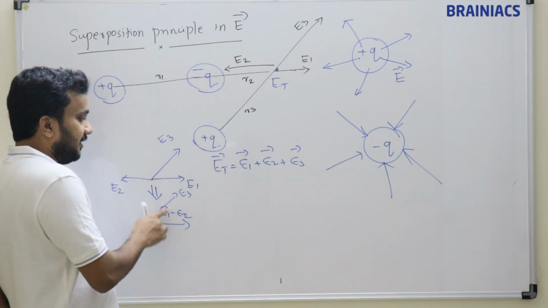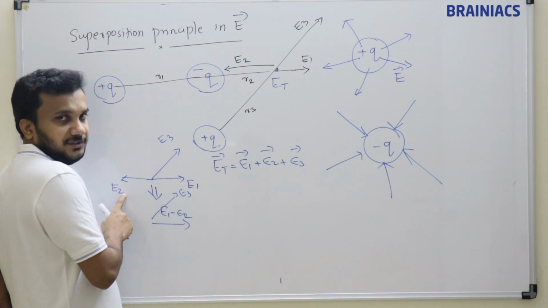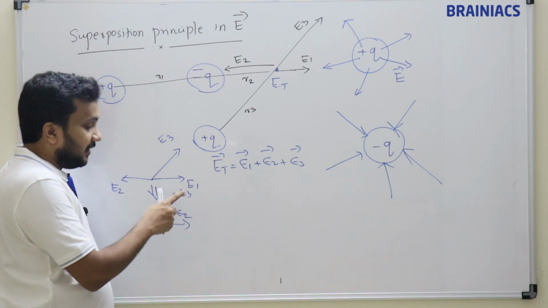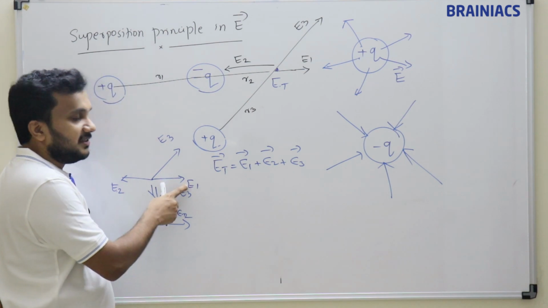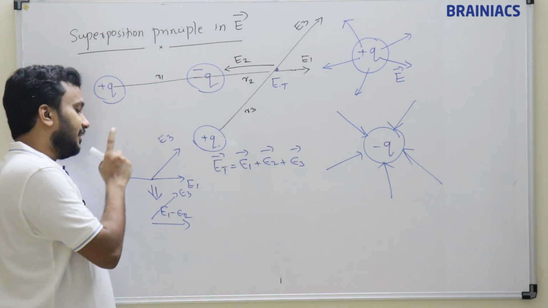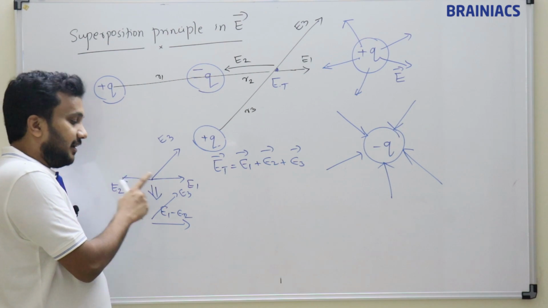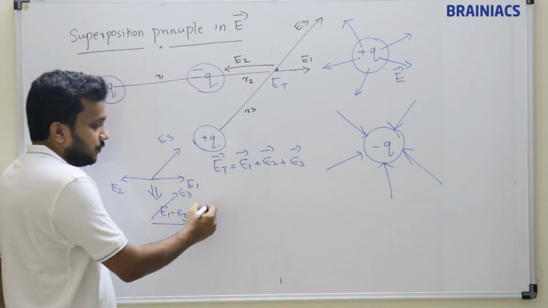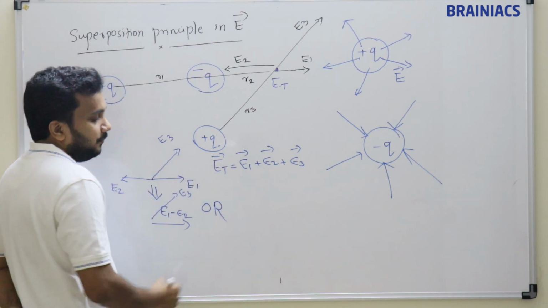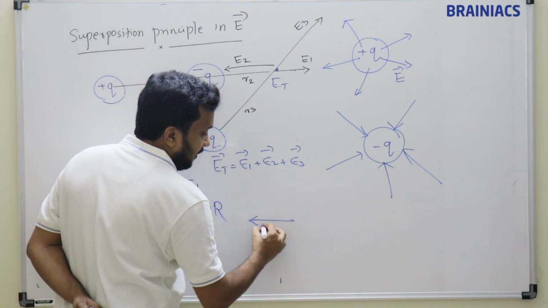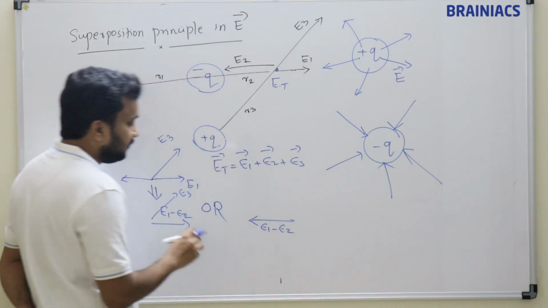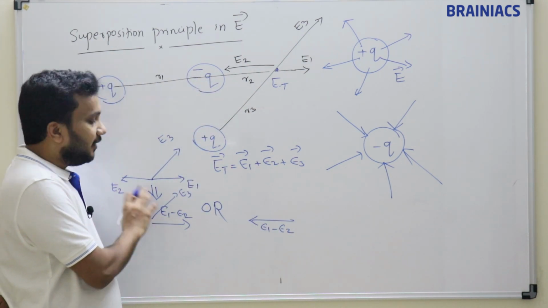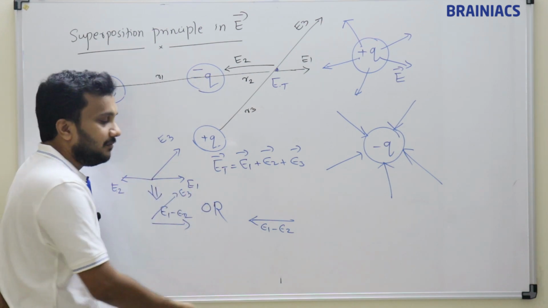Okay, so E1 minus E2. E1 is the right side, E2 is the left side, so right minus left. If you are getting a positive quantity for E1 minus E2, then it is in the E1 direction. If you are getting a negative quantity, then it is in the opposite direction. Depends upon what you calculated for E1 minus E2: if positive, then right side; if negative, then left side.